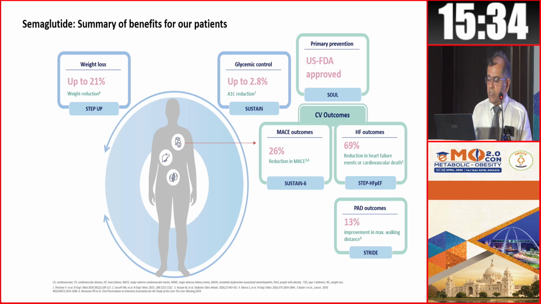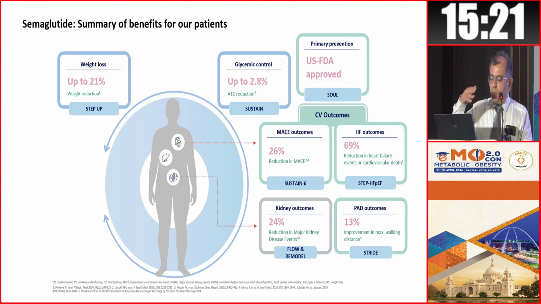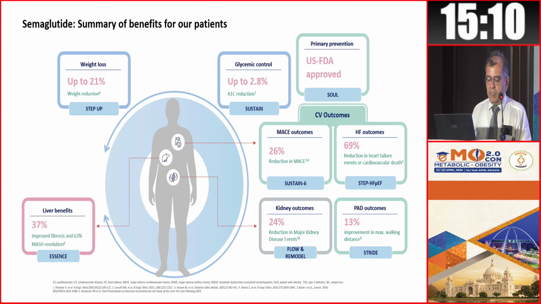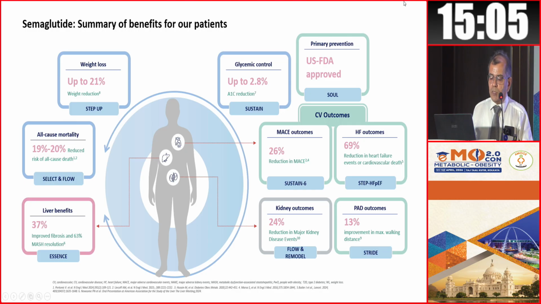And then we have got a 26% improvement in the SUSTAIN 6 of the 3-point MACE. There's a 69% improvement in the heart failure with preserved ejection fraction. That is in the STEP heart failure preserved ejection fraction trial. In the STRIDE trial, there was a 13% improvement in the maximum walking distance. In the kidney outcomes, as we saw in the FLOW and the REMODEL trials, it has shown up to 24% improvement in the kidney outcomes. Liver benefits in the ASCEND study up to 37%. And all-cause mortality has been shown to be reduced by as much as 19 to 20%.